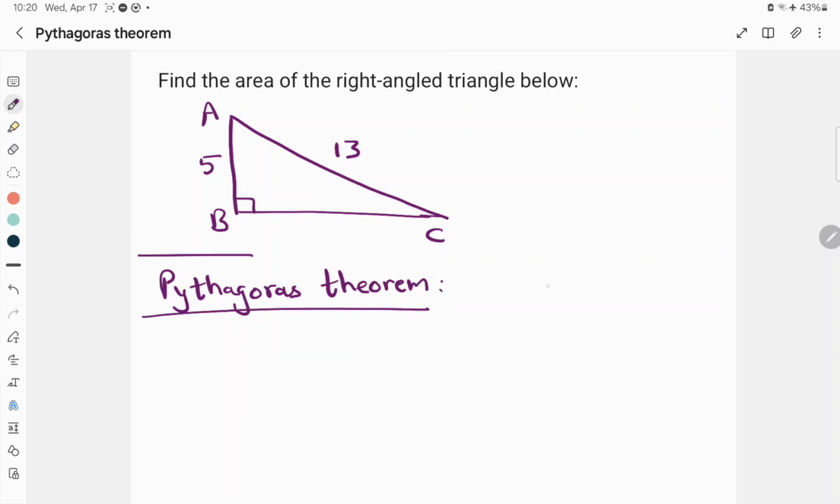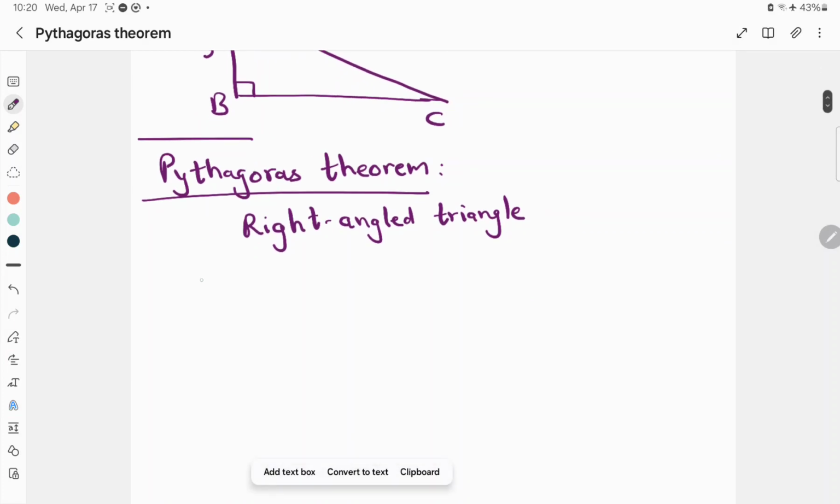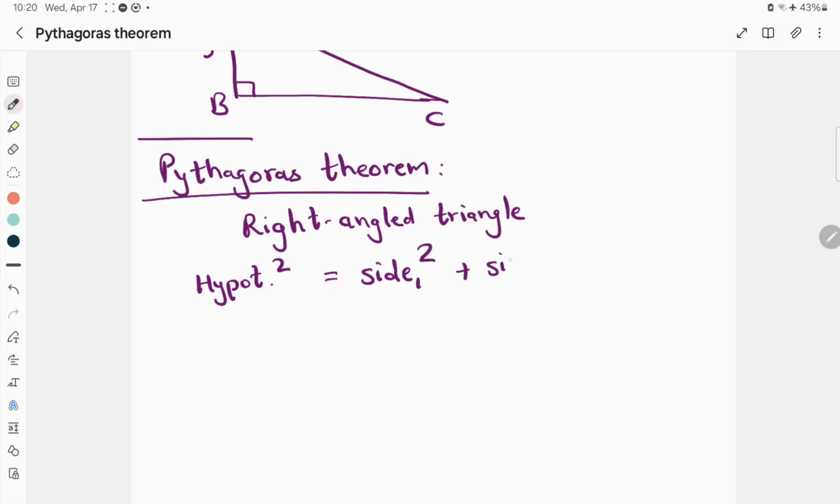It says that in a right angle triangle, so right angle triangle is important. This is not true in any other triangle, but only in right angle triangles, where one of the angles is 90 degrees. You need a right angle triangle. Then what the theorem says is that the hypotenuse square is equal to side 1 square plus side 2 square.